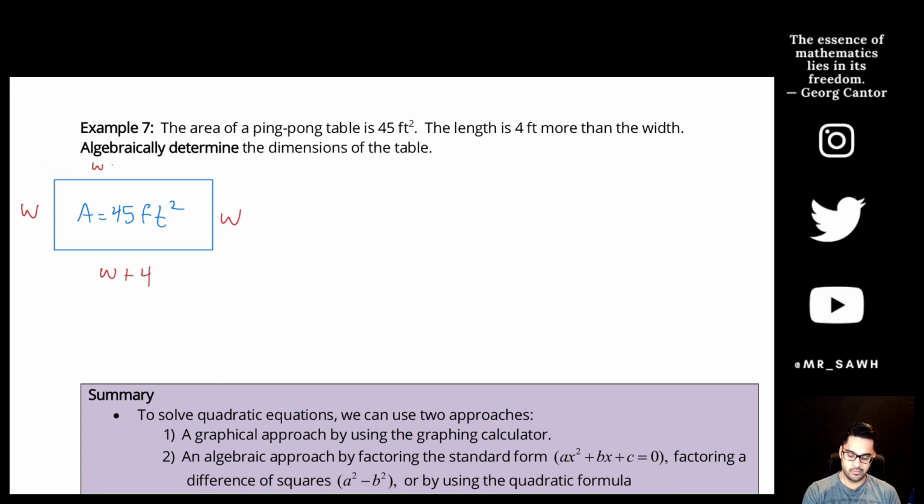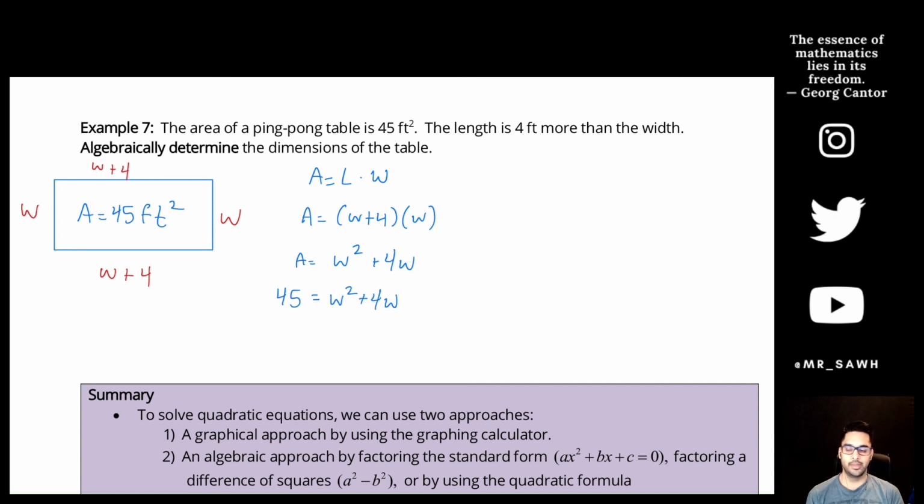So W plus 4. Now if I'm going to do area here, area is the same thing as length multiplied by width. So area is equal to the length, width plus 4, times the width, which is just W. If I multiply these out, I get area is equal to W squared plus 4W. But I know the actual area is 45, so I can put that into the equation as well. So this is super good. We're in a good place right now.